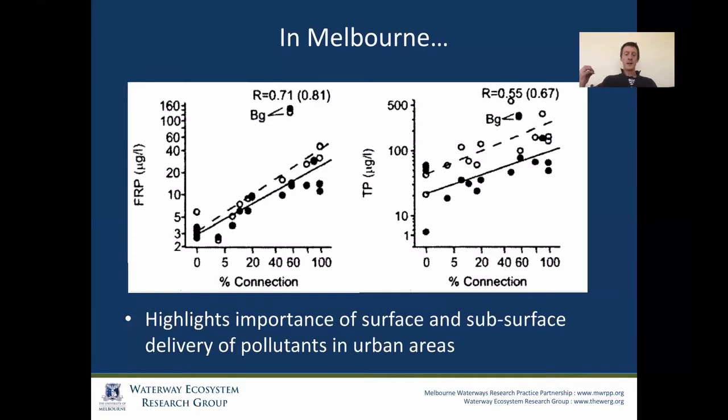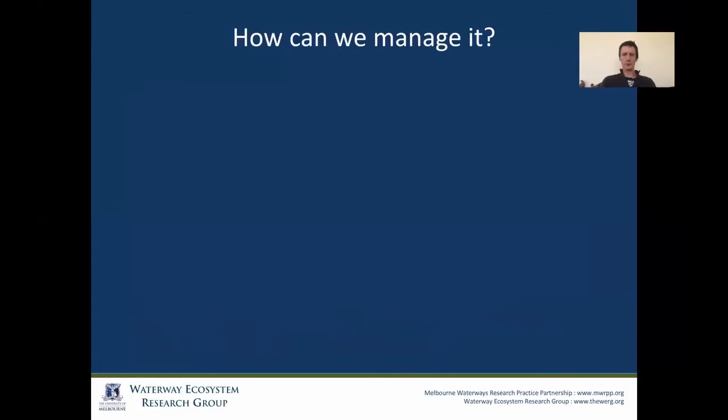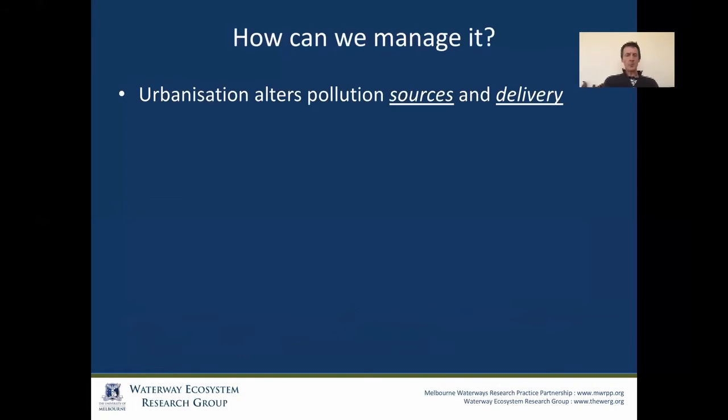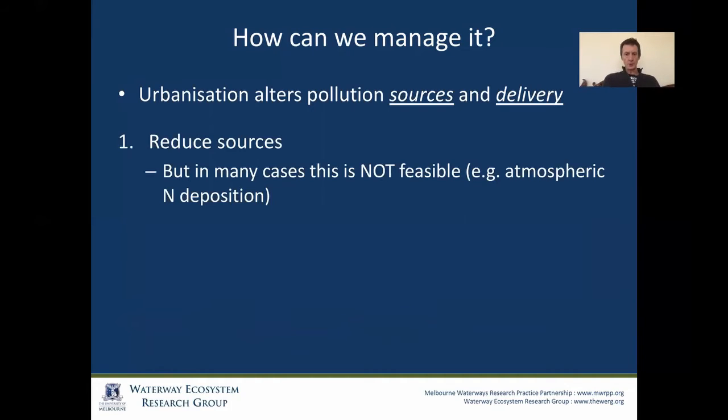So both of them are increased when we have more imperviousness. So urban areas generate and transport more pollutants into our waterways, which we kind of knew. So how can we manage that? Well, I suppose one thing we can do is try to reduce the sources of pollutants, but that's fairly hard.